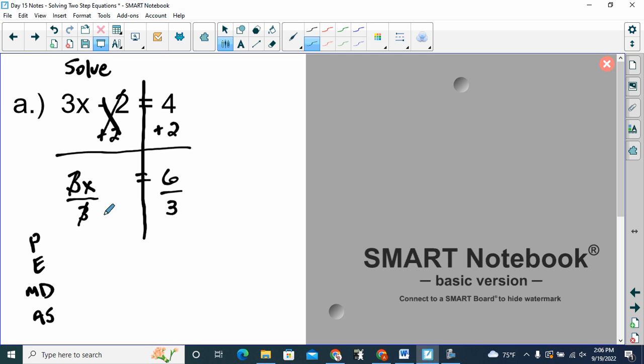3 divided by 3 is 1. That cancels. I just get x equals 2. X equals 2 is our solution. As always, we can check it. If I plug in 2 for x, I have 3 times 2 is 6. 6 minus 2 does give me 4. My solution checks.